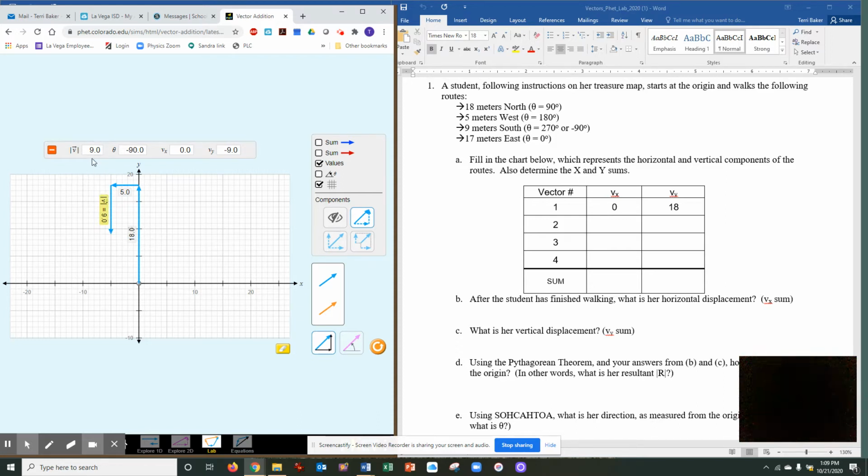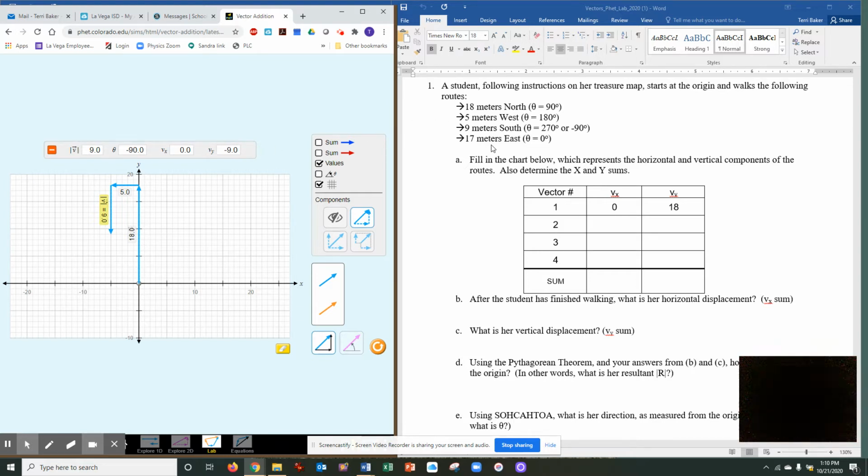So she went 9 meters. It's at -90 degrees because she started out on horizontal and she's come all the way around to 90, 180, now 270 or -90. So this all matches here. Over here for number 3, you would put a 0 here and you would put -9 here. I'm just following along with what it has up here.